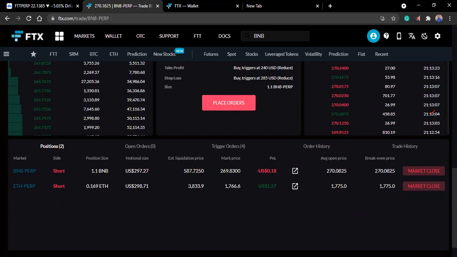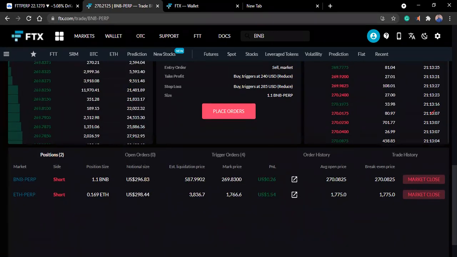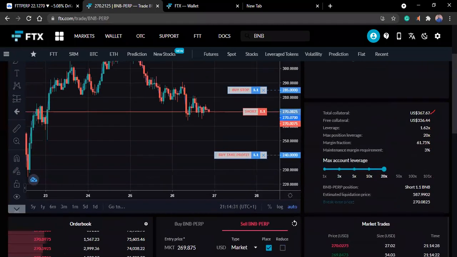So it means I have the ability to trade with $7,200, but I've only entered a position size of $600. So I'm only using a leverage of 1.62. So even though I have the ability to use a leverage of up to 20x, I'm currently only using a leverage of 1.62x.